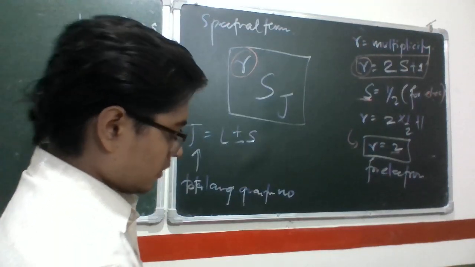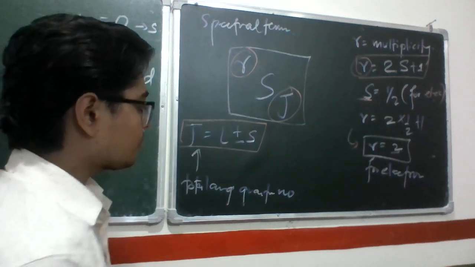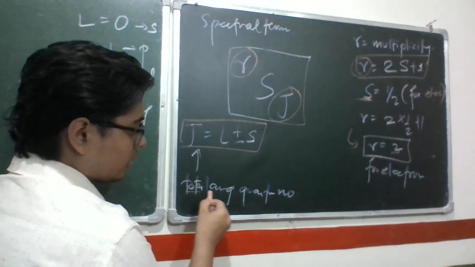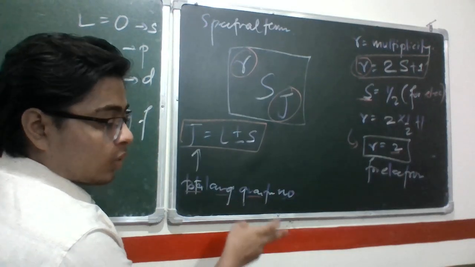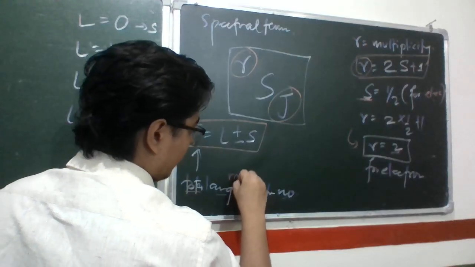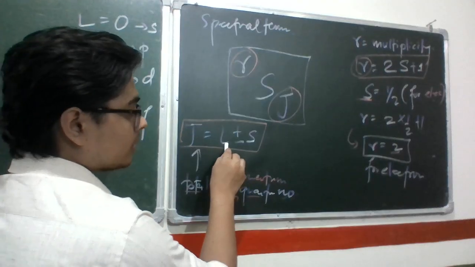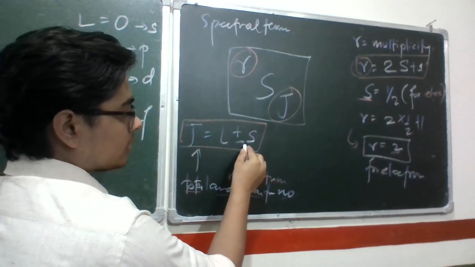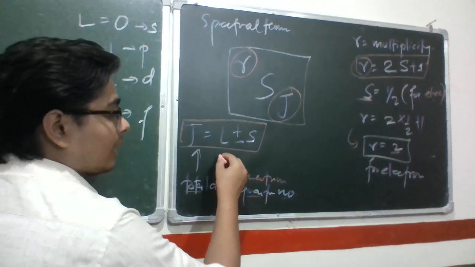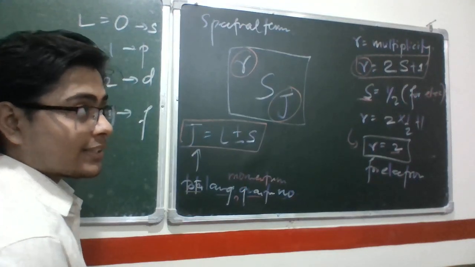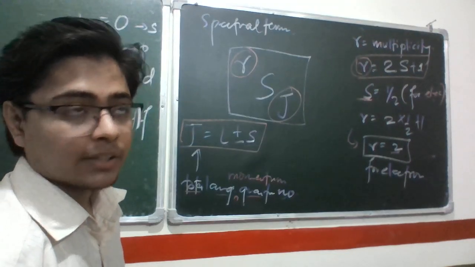Now this J is given by L plus minus S, and this J is called the total angular momentum quantum number. L is the orbital angular quantum number, and S is the spin angular quantum number. Small l is the orbital quantum number, small s is the spin quantum number. You should understand the meaning of those letters.